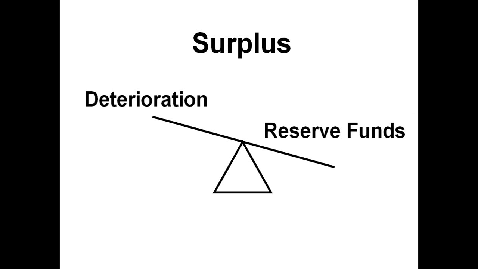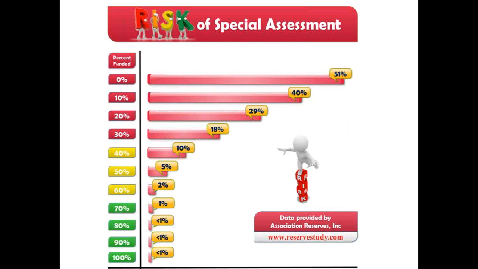The more extreme their deficit, meaning the closer their percent funded gets to zero, the more risk they have of a special assessment. And it should come up in a second or two, but this is the chart that we've been able to compile based on about 10,000 associations across the country. You can see that as the percent funded grows closer to zero near the top of the page, the risk of special assessment goes way up.